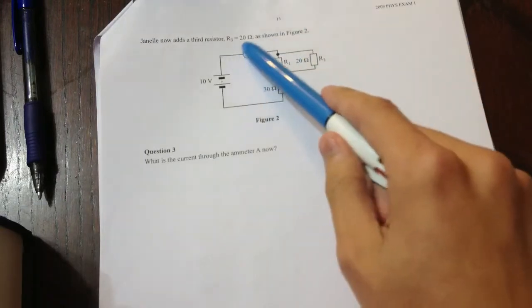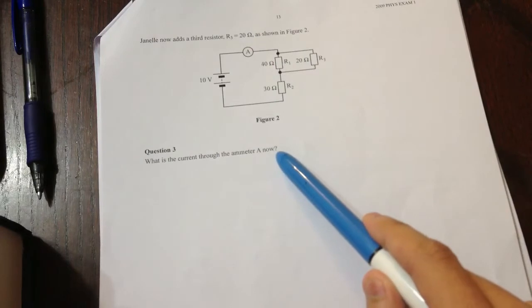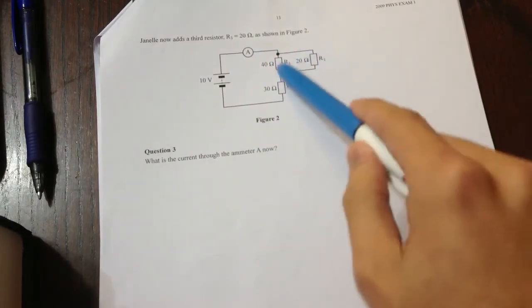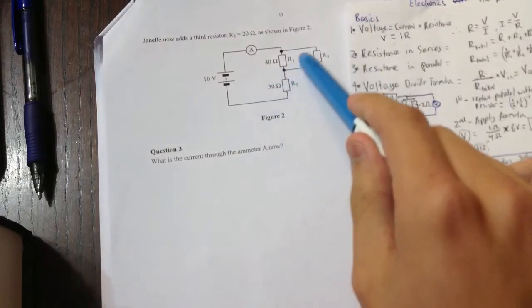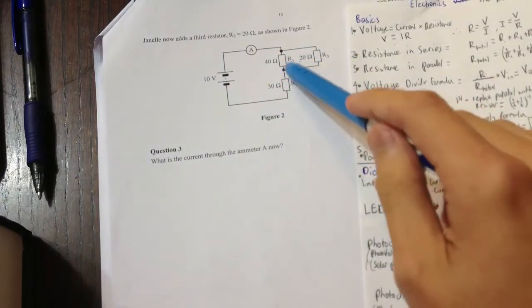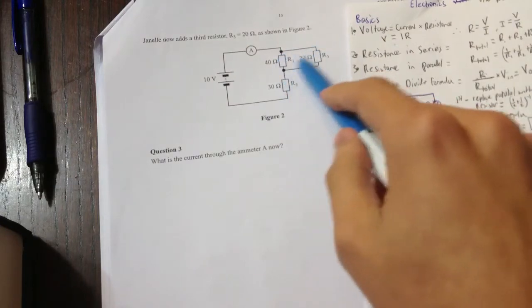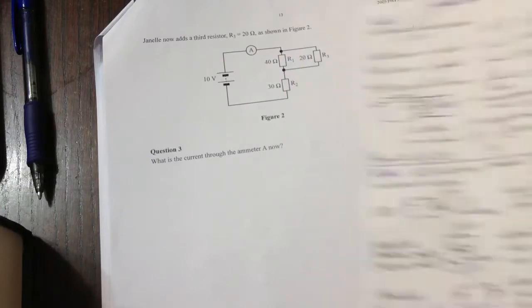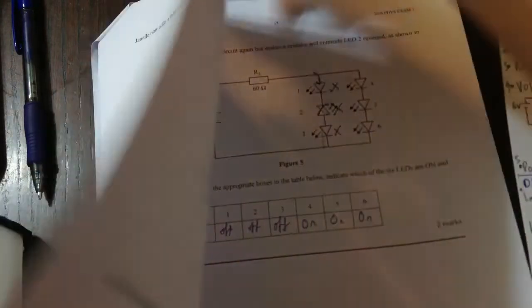Now add a third resistor, 20 ohms. So how do we find the current through the ammeter A now? It'd be different from before, because this resistance has changed. We use our parallel resistance formula to figure out what the resistance should be, and just having a quick look. I did it before actually. That'll be 13.3 ohms. So our total resistance is 43.3 ohms, and then we can use current equals voltage over resistance.